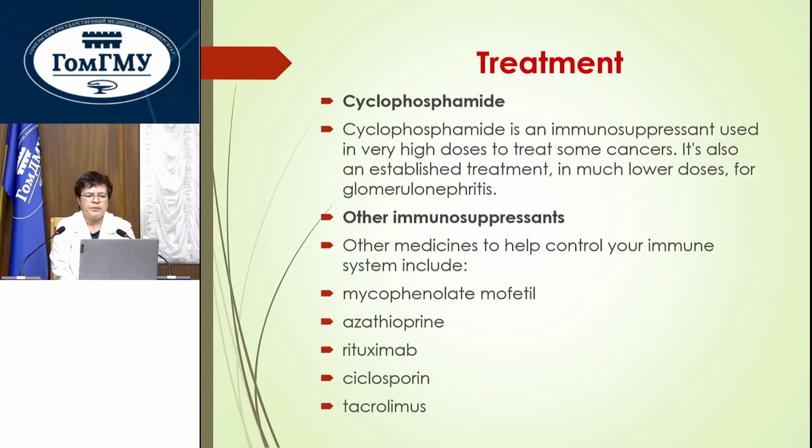For example, talking about immunosuppressants, cyclophosphamide. Cyclophosphamide is an immunosuppressant used in very high doses to treat some cancers. It's also an established treatment in much lower doses for glomerulonephritis. So, for some cancers, high doses. For treating glomerulonephritis, low dosages.